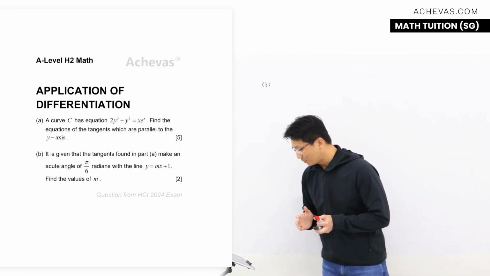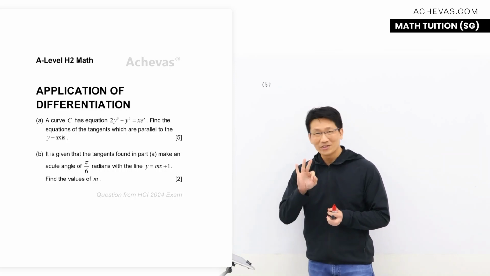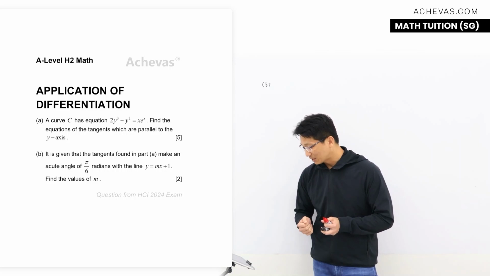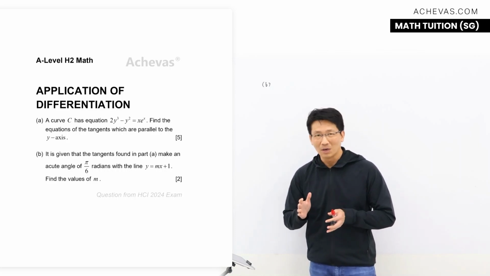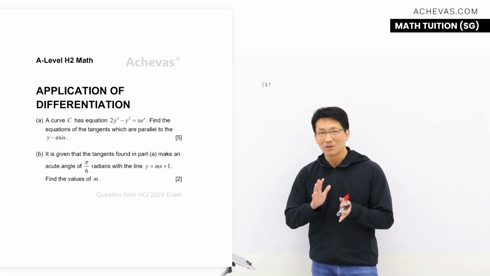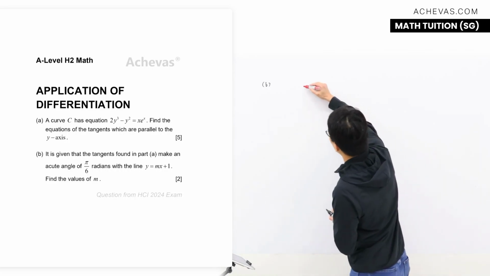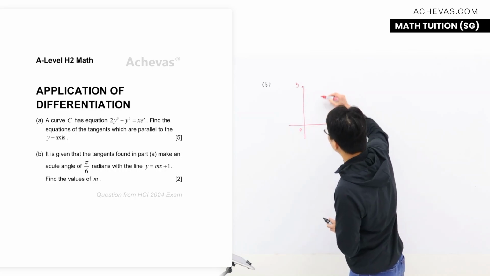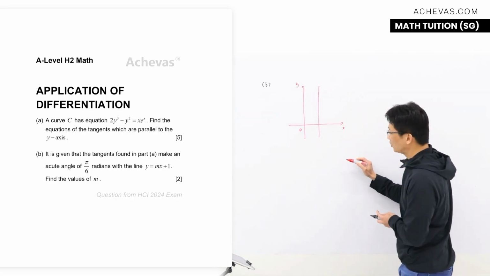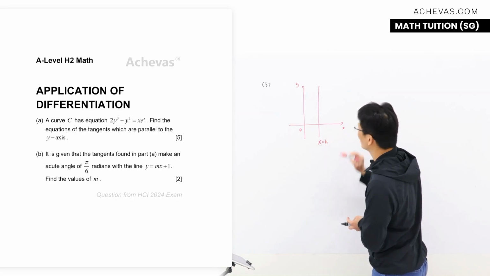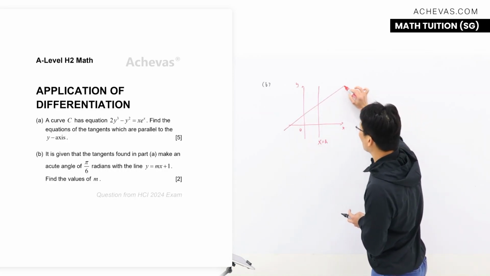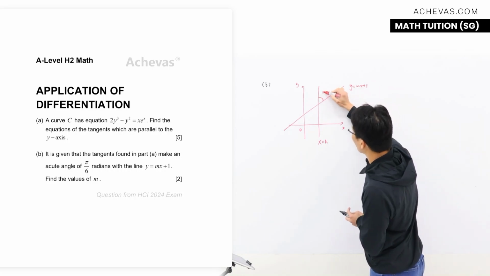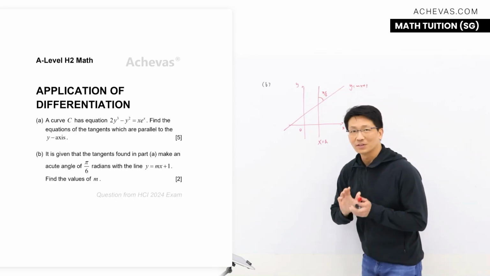We are given that now the tangents found in part A, the 3 tangents that we have found, make an acute angle of pi over 6 radians with the line y equal to mx plus c. Again, for this type of question, I will suggest to draw a simple diagram for our own reference. Say this is the axis, and we can just choose any of the tangent. Maybe we can just say x equal to h, and this line y equal to mx plus c makes an angle of pi over 6 with any of this tangent.